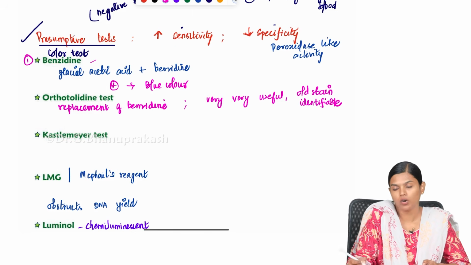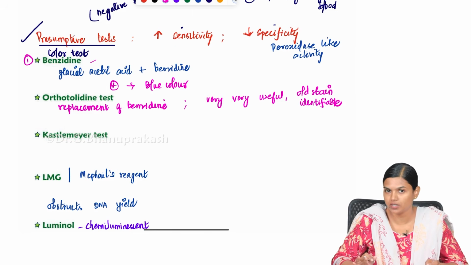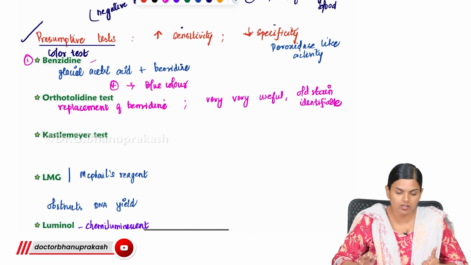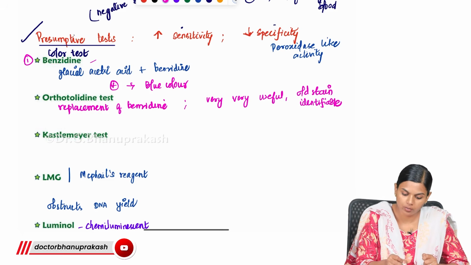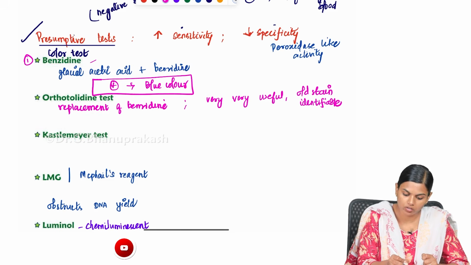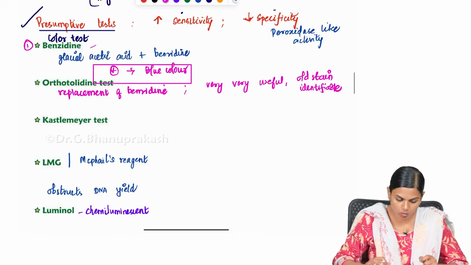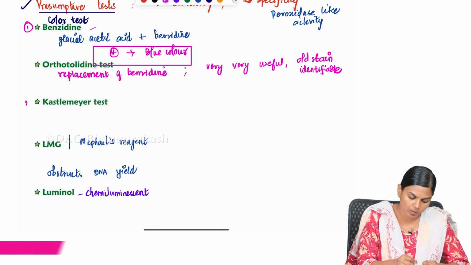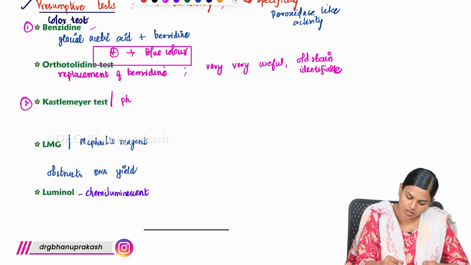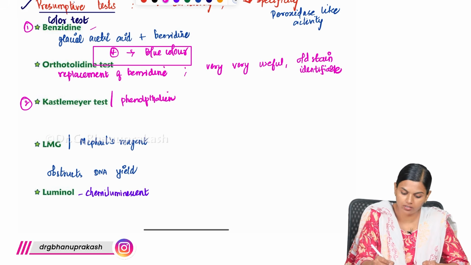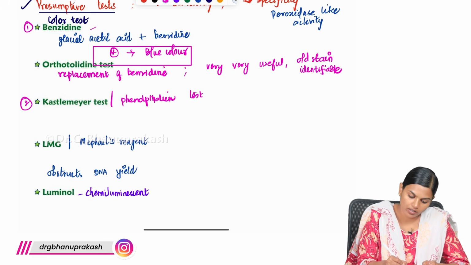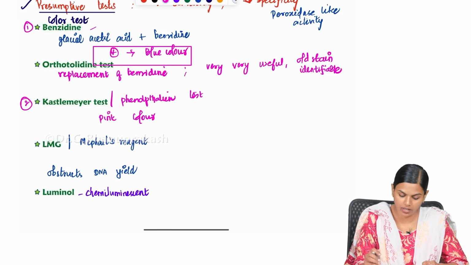So, this is the important color test that is used for presumptive test. So, first is this benzidine, which is replaced by this orthotolidine because benzidine is highly carcinogenic, and positive result means you will get blue color. So, this is the first test. Next, what you have is Kastle-Meyer, also known as Phenolphthalein test. Here, if it is positive, you will get pink color.